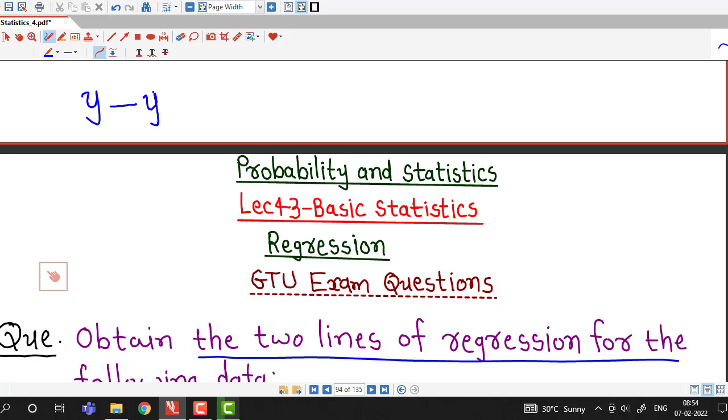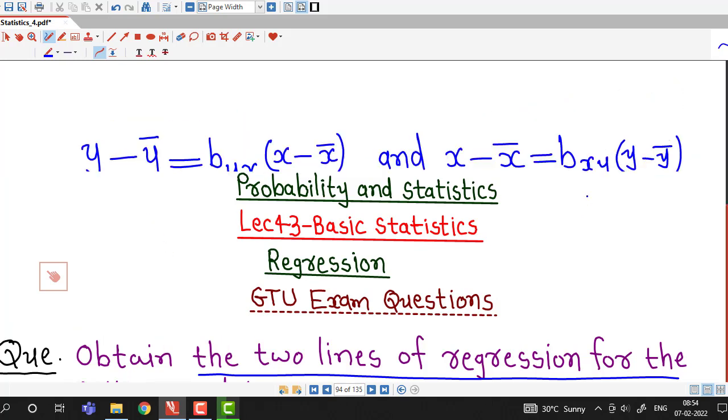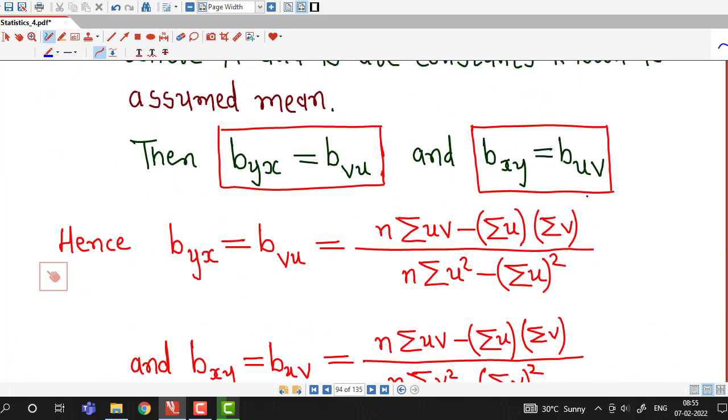We know that line of regression of y on x is given by y minus y bar equal to byx, that is regression coefficient of y on x times x minus x bar, and line of x on y is given by x minus x bar equal to bxy times y minus y bar, where this coefficient byx is having this formula.